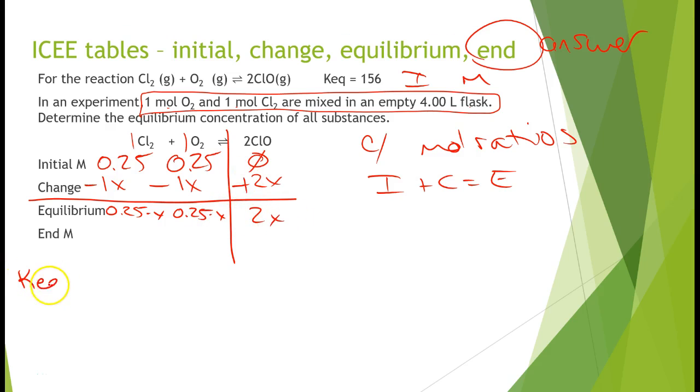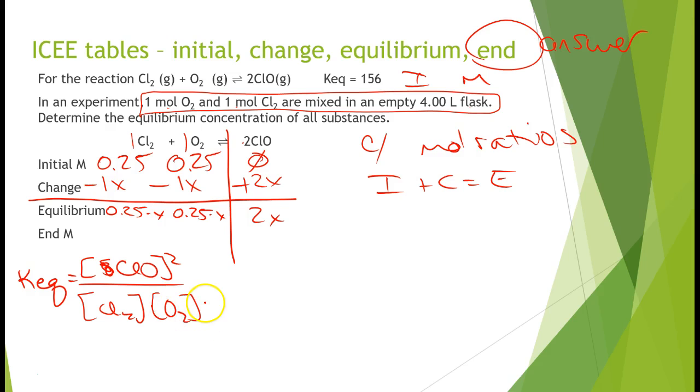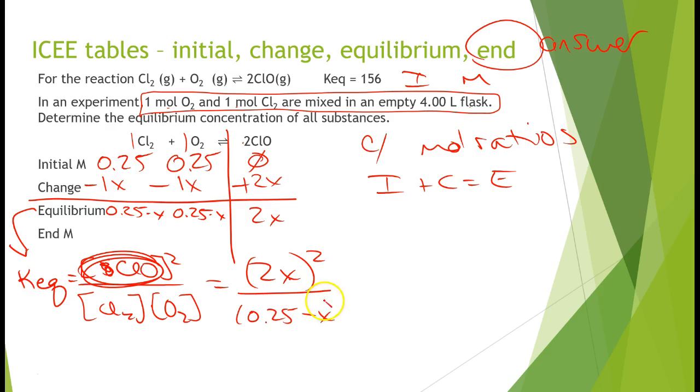And so if I was to use my Keq expression, I would have ClO squared, because it has a coefficient of 2, over the chlorine multiplied times the oxygen. And I'm going to put in the equilibrium values. Okay? So what I have is I have 2x quantity squared. Really important to do that. The ClO concentration is 2x and it gets squared. So the 2 goes outside the parentheses. On the bottom I have 0.25 minus x times 0.25 minus x.